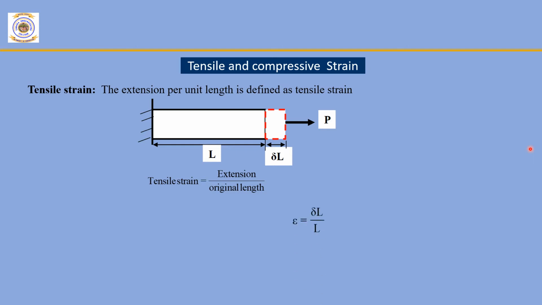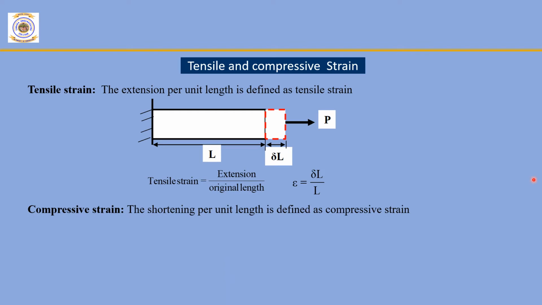But in case of a tensile load, there is extension of the bar. Therefore, we can consider the change in length as an extension and original length as L. So extension by original length is nothing but delta L by L.